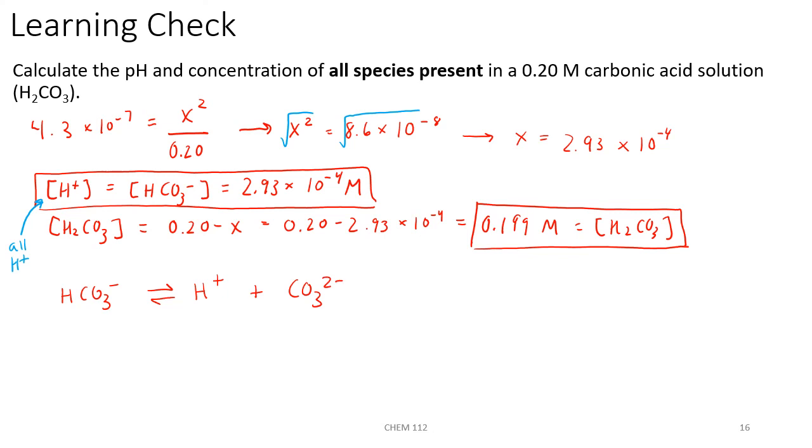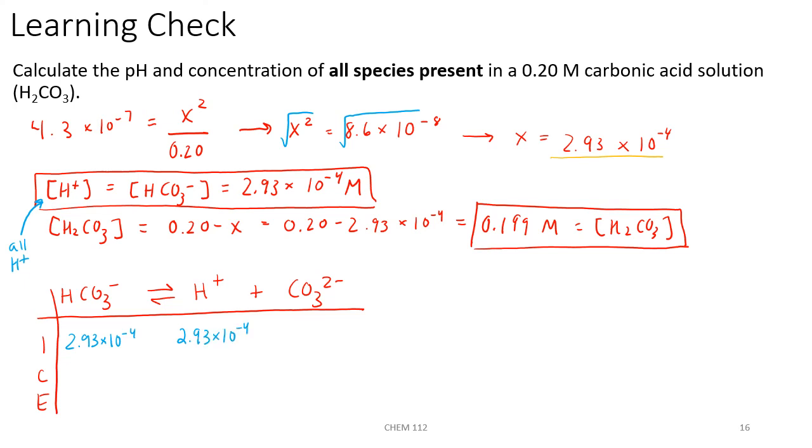CO3 2-. So now if we set up an ICE table for our second step, our initial concentration of hydrogen carbonate, we just calculated. That was equal to our X value. So we have 2.93 times 10 to the minus fourth as our initial concentration of hydrogen carbonate, but we also initially have in our flask some hydrogen ion. That was the same amount as the hydrogen carbonate from that first dissociation. So hydrogen ion initially is also 2.93 times 10 to the minus fourth. Initially, we have no carbonate ion though.